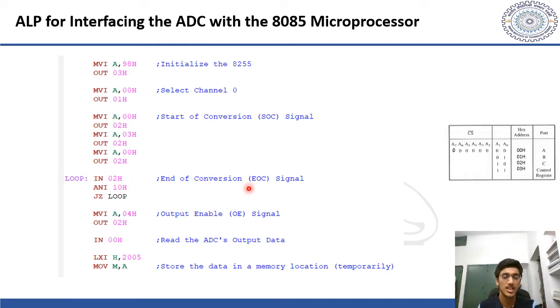Once the EOC signal has been received, as I described earlier, the output enable line needs to go high, and then you can easily read the ADC's output data from port A. Once the 8085 microprocessor has read the output data of the ADC via port A, it is going to store the data in a memory location temporarily. This is needed because this particular data is to be compared with the correct enunciation of that particular word or number or character.